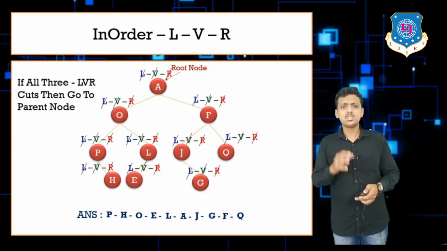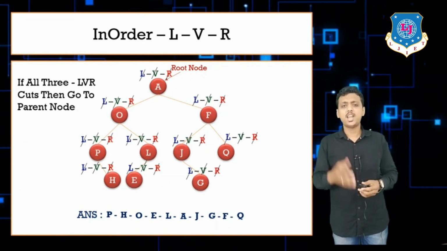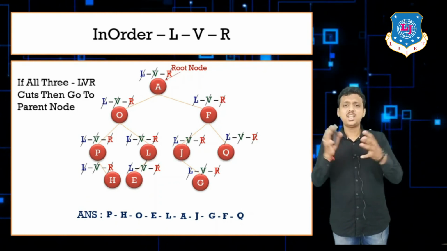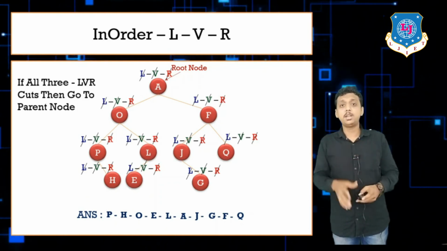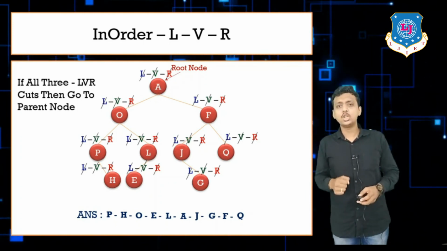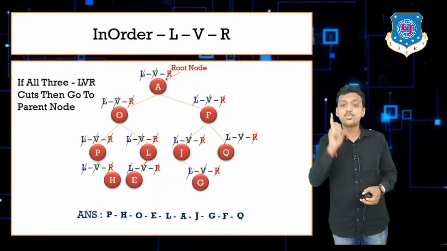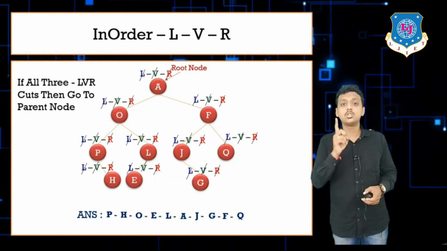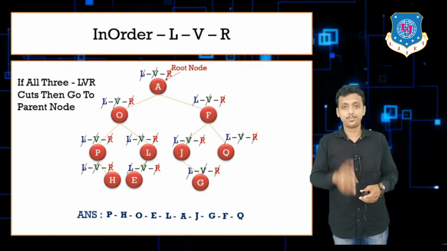Okay, so just try such types of examples at your home. Take any tree, make any tree, but make sure it must be a binary tree. And sir, how can you say whether it is a binary tree or not? Make sure that the number of children should not be more than 2.